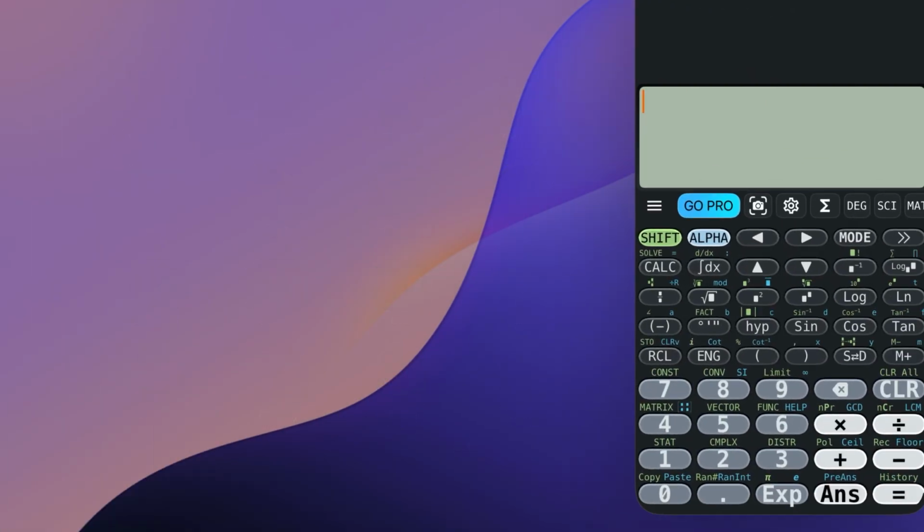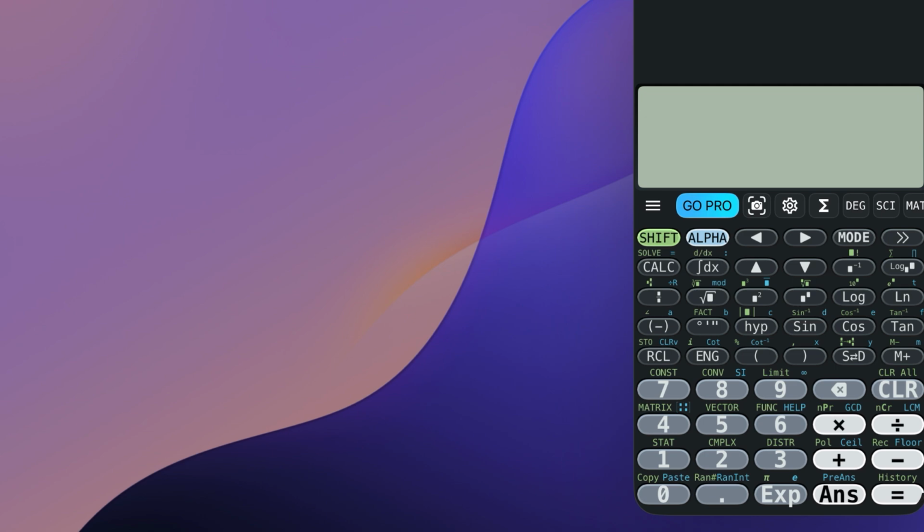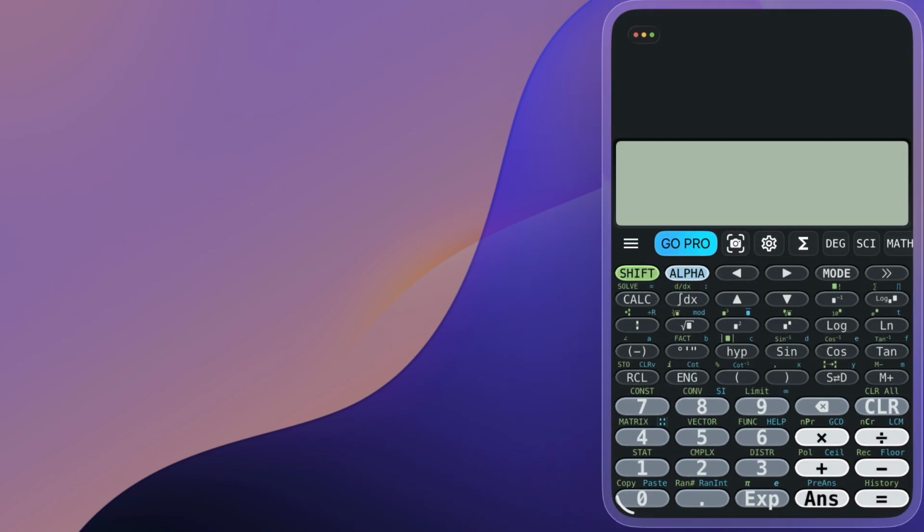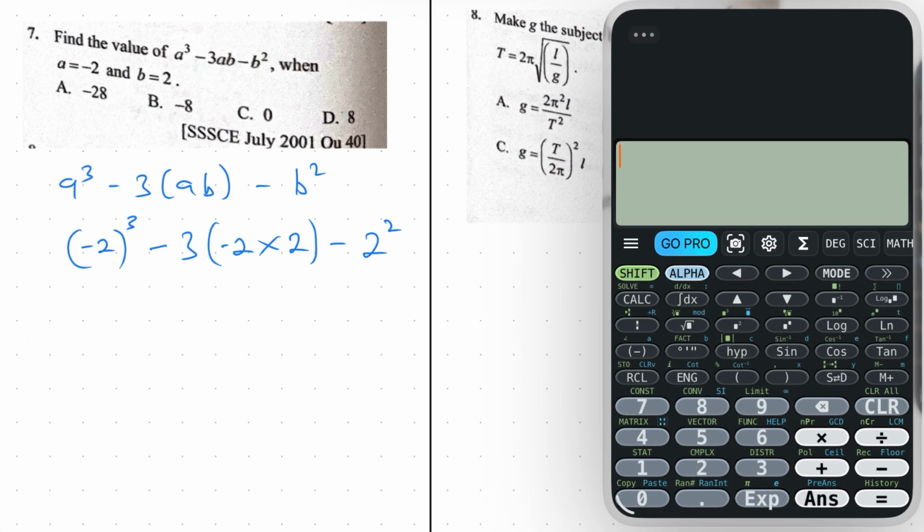Okay, cool. So we can just input everything here into the calculator, and then we see. So let's open our bracket. Negative 2 brackets closed squared minus 3 times, in brackets, negative 2 times 2, brackets closed. Then we have minus 2 squared.